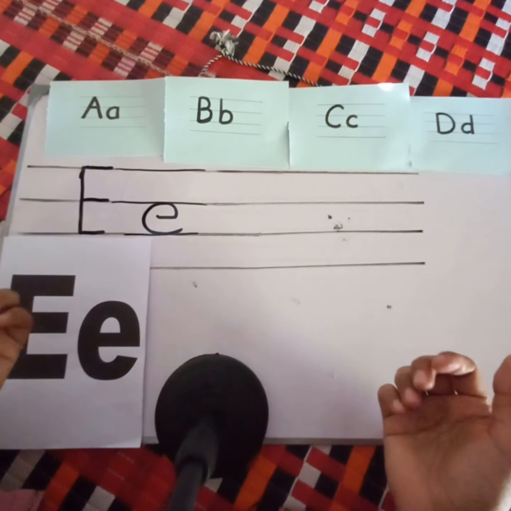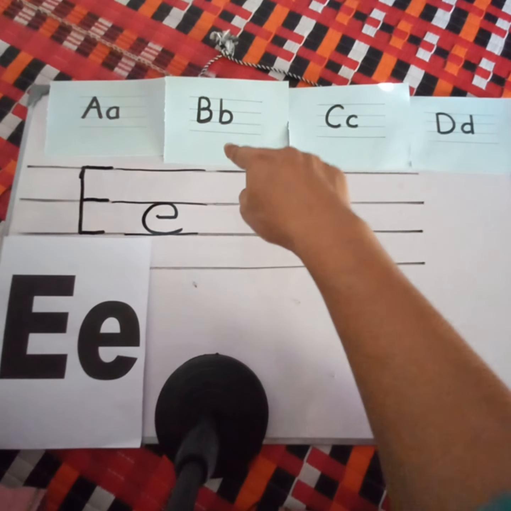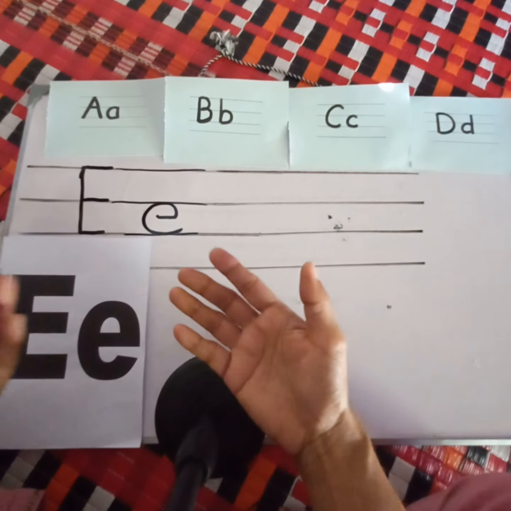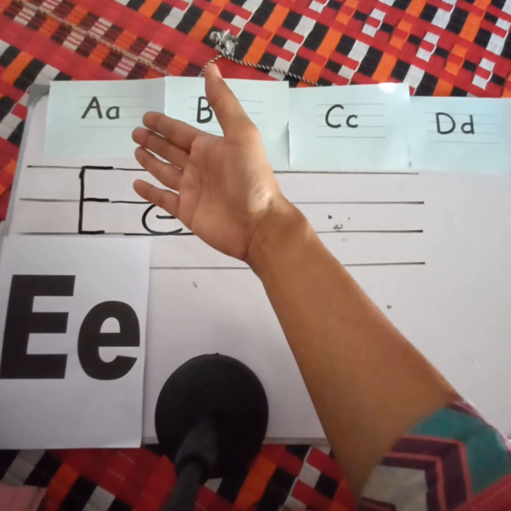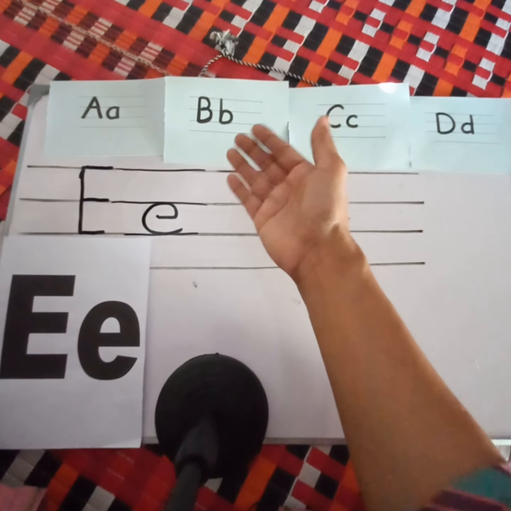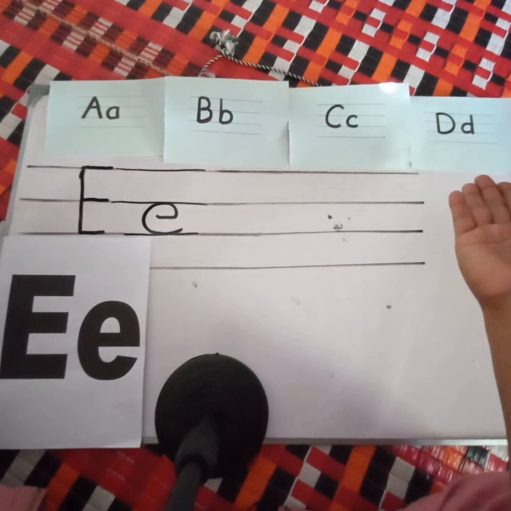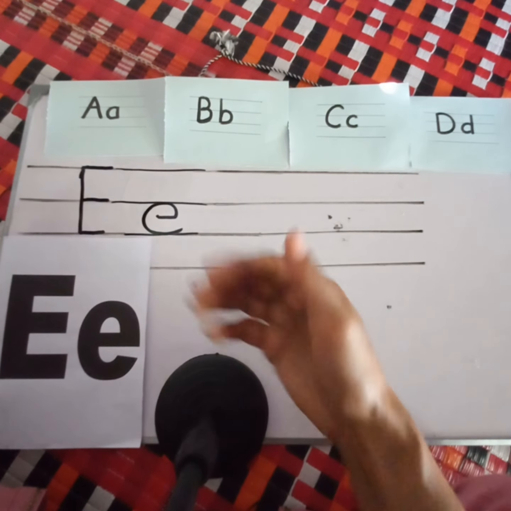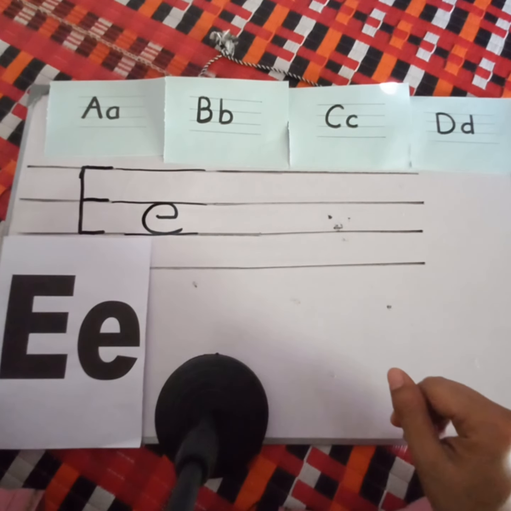Let's repeat with me these letters. Letter A, letter B, letter C, letter D and letter E. Letter A makes the sound A. Letter B makes the sound B. Letter C makes the sound K. Letter D makes the sound D. After D, letter E. Letter E makes the sound A.